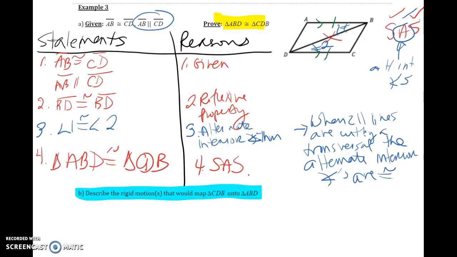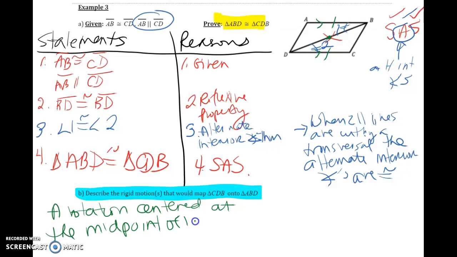So the quickest way, again, a parallelogram, which is this figure that we have here, does not have any lines of reflection that map one triangle onto another. However, it does have a rotational symmetry. So I can say that a rotation centered at the midpoint of BD, 180 degrees will map triangle CDB onto triangle ABD.